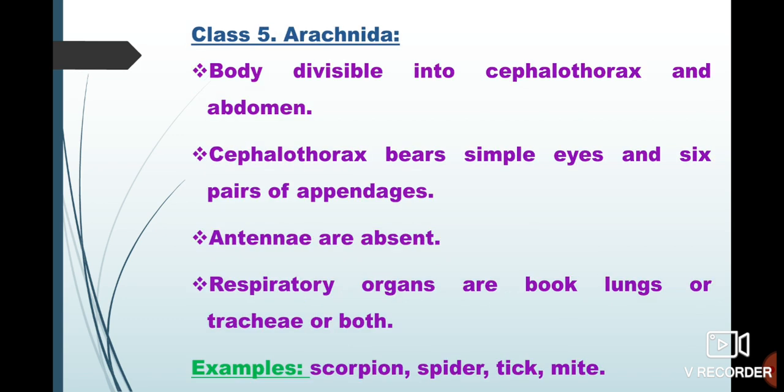Now the fifth class is class Arachnida. The body of Arachnida is usually divisible into cephalothorax and abdomen. The cephalothorax bears simple eyes and six pairs of appendages are also present. Antennae are absent in them. Respiratory organs, book lungs or trachea, are both present in them. Examples of Arachnida are scorpion, spider, tick, and mites.